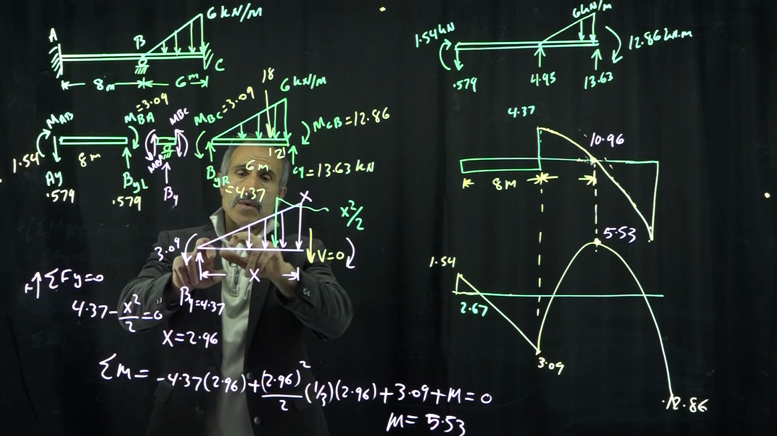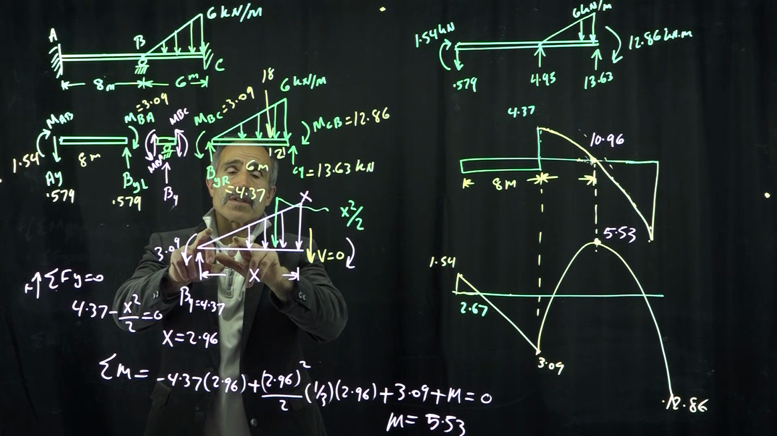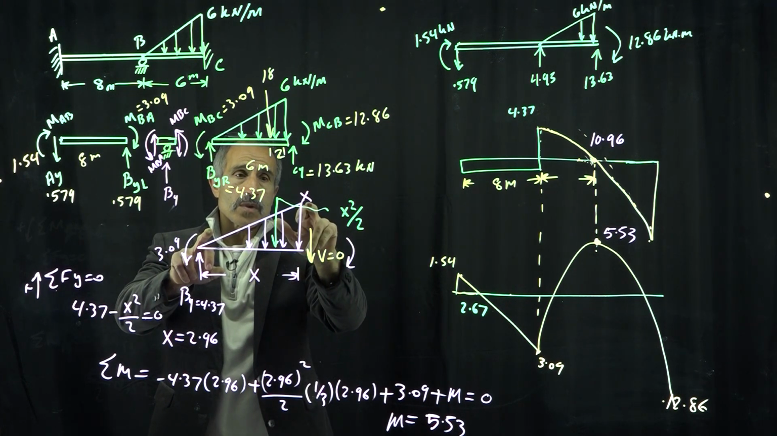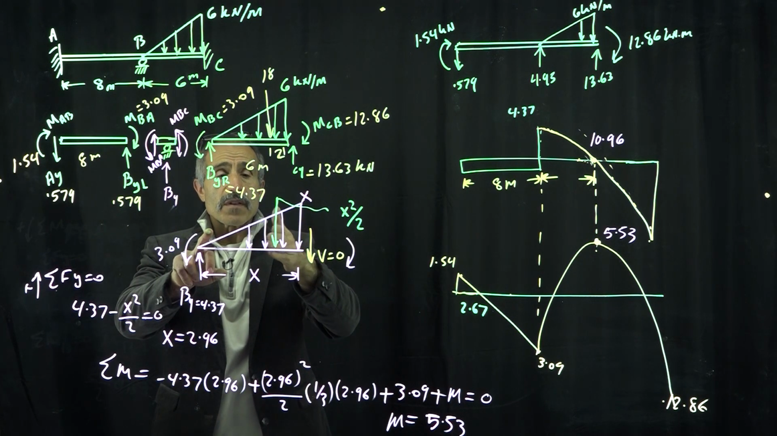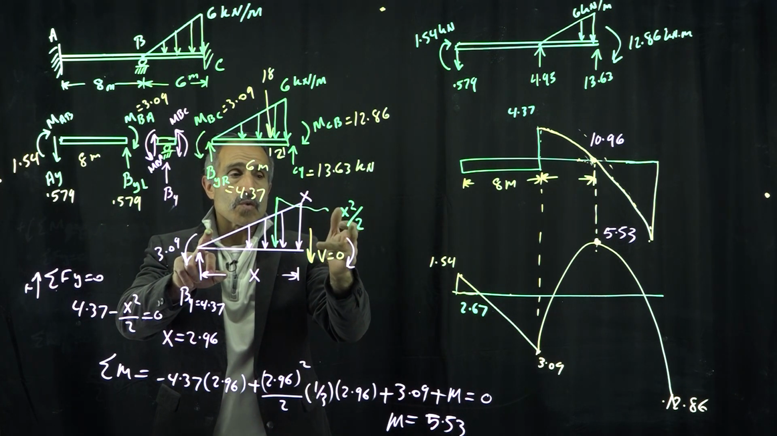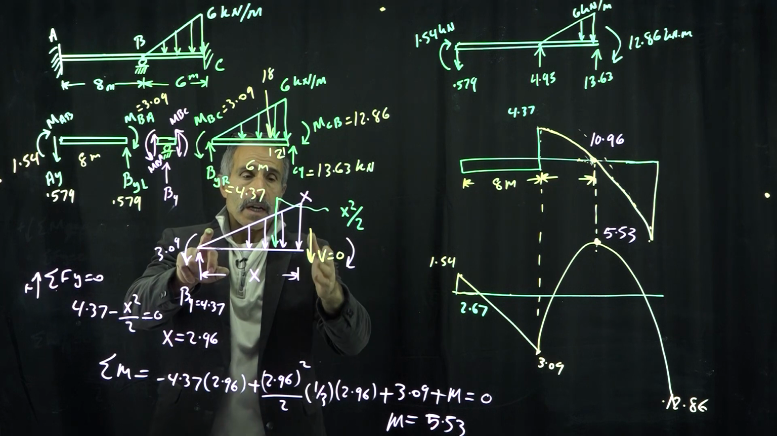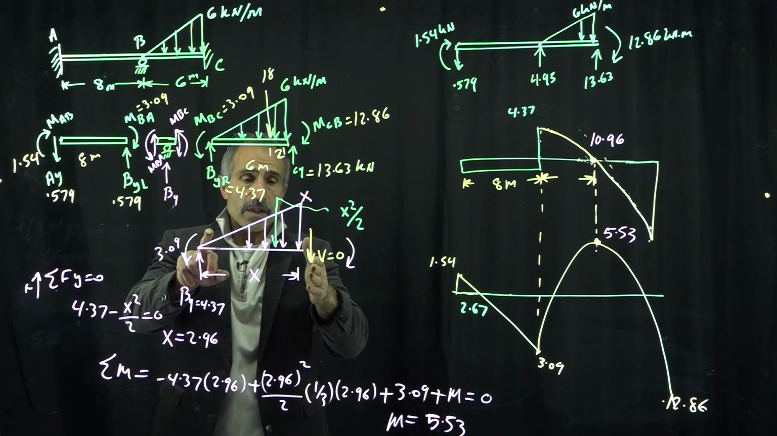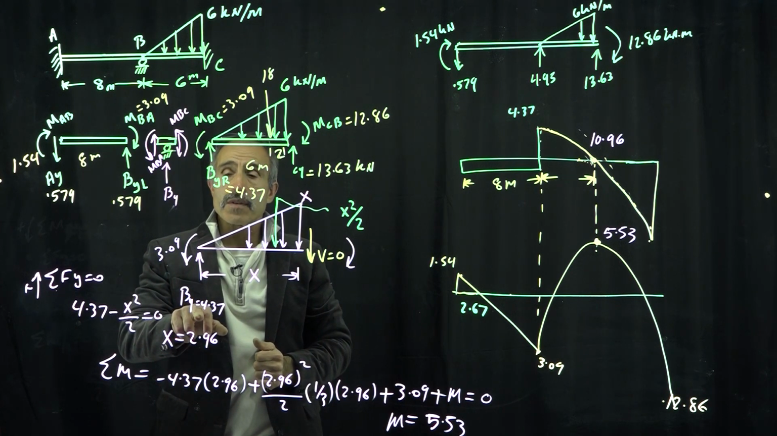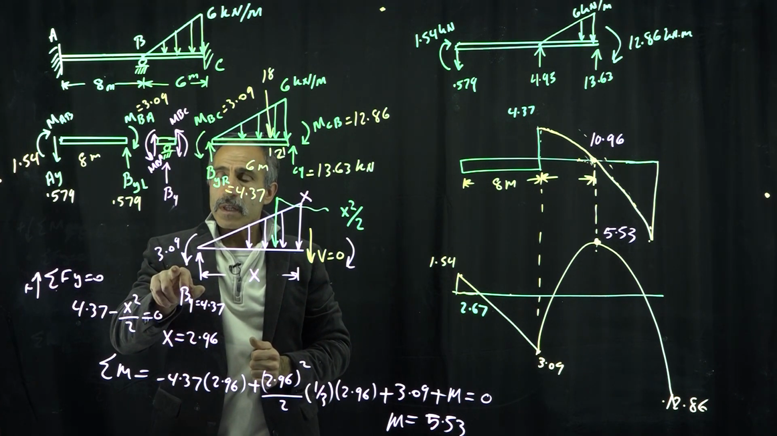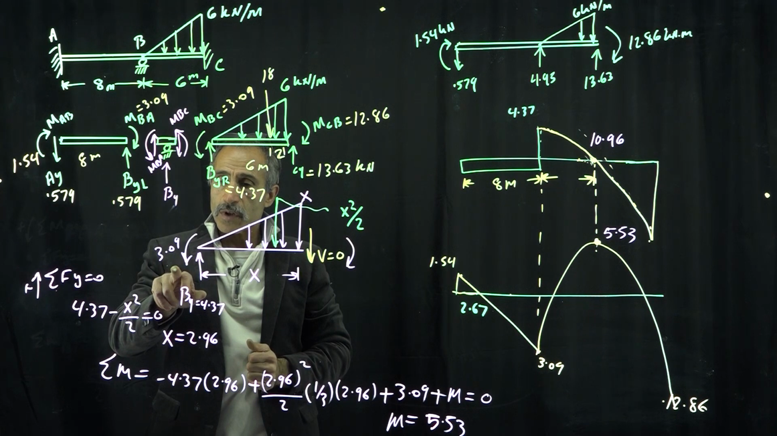However, we know the slope of this line is 6 over 6, which is equal to 1, so the magnitude right here becomes x. And therefore, my resultant force is going to become 1/2 of x times x, which becomes x squared divided by 2. And my shear is going to be 0 at this point, at point x. And I already have my reaction, 4.37, which I calculated. And we know the internal moment at this point is 3.09.